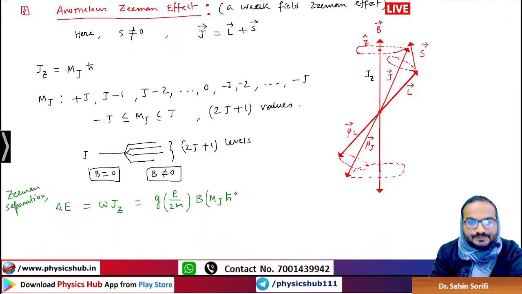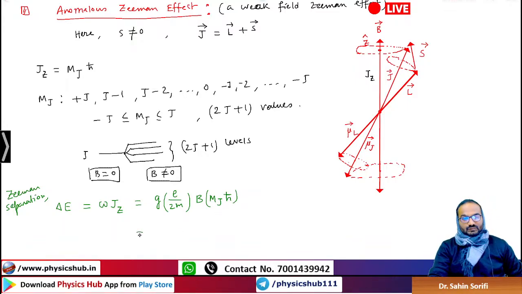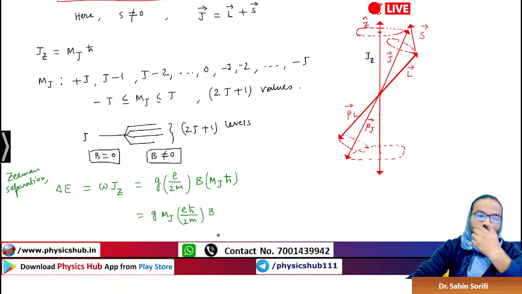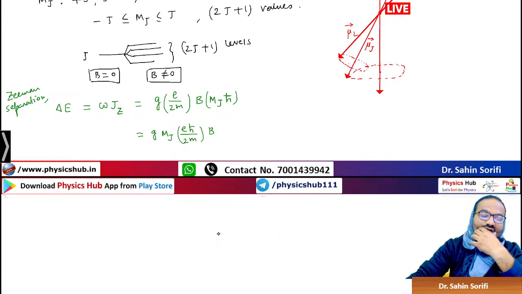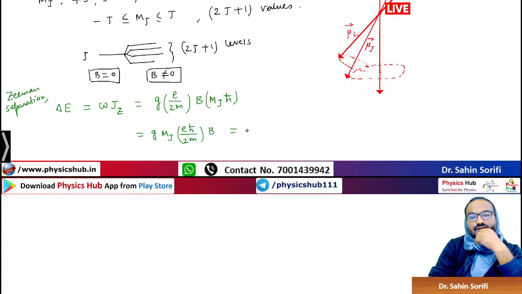It will be like this. So this is equal to G times mj times eħ by 2m times B. You can write this thing in this way: eħ by 2m is mu B, so G times mj times mu B into B.